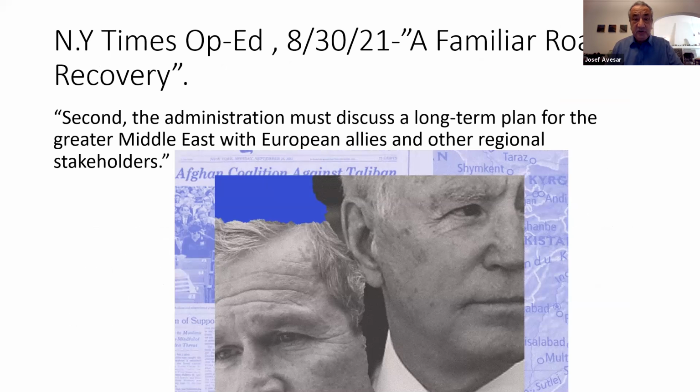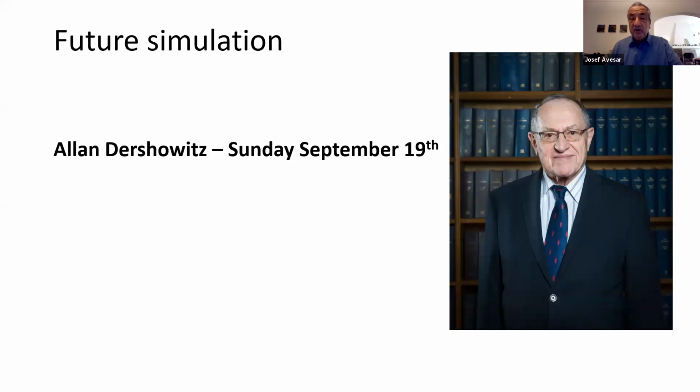As recently as a few days ago, Ambassador Ross wrote an op-ed in the New York Times related to Afghanistan, but he did mention several policies that the US should pursue. The second policy is that the administration must discuss a long-term plan for the greater Middle East with European allies and other regional stakeholders. So that you know, we are inviting people of all points of view to discuss our plan for peace, because we believe that we have a good plan for peace, and we're asking people from every point of view to discuss it.